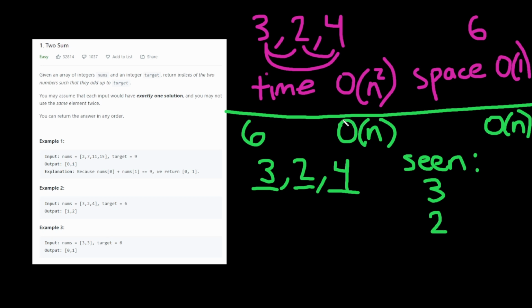So actually, when we're storing the numbers into our seen data structure, we need to also store their indices. So 3, it's the first element, so the index is 0. 2 is the second element, so the index is 1. So if we can store this, then when we reach the 4 here, we can say, okay, there's a 2 in this seen data structure. It has an index of 1, so therefore we're going to return 1, 2.